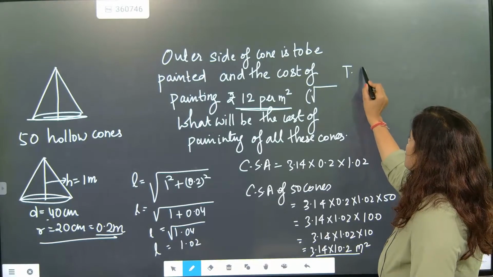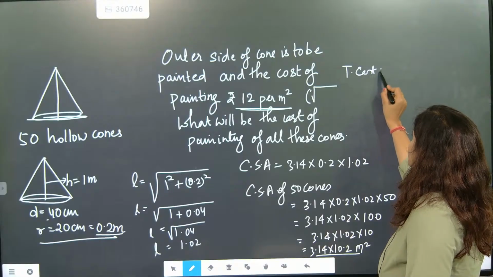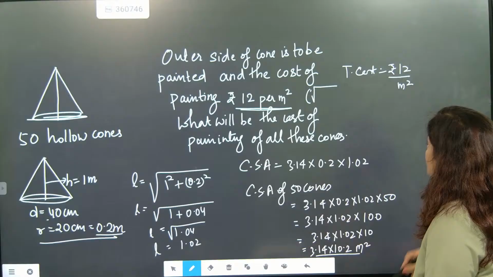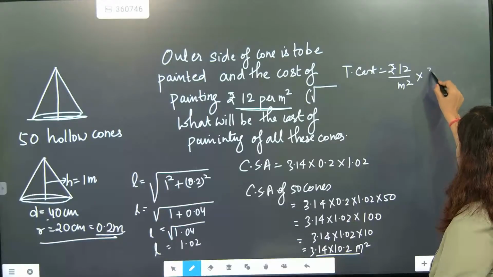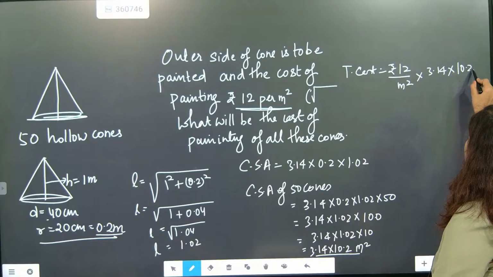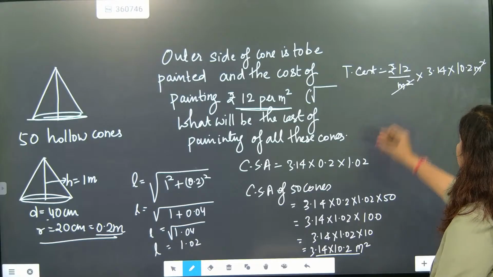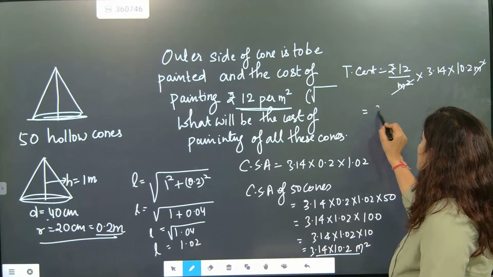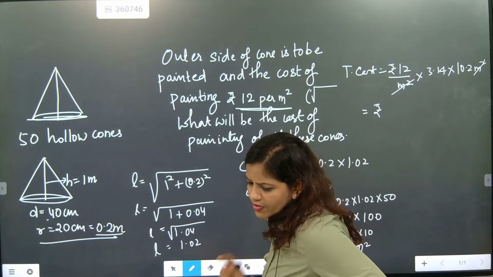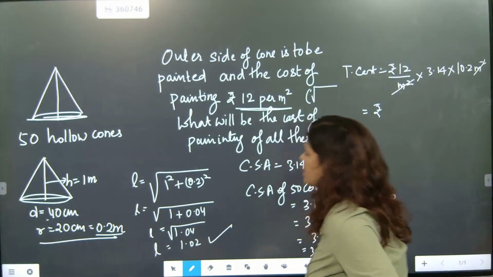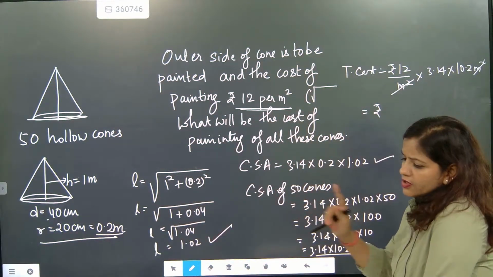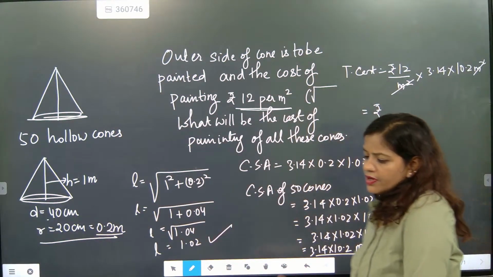So total cost will come rupees 12 per meter square. Okay beta, rupees 12 per meter square into 3.14 into 10.2 meter square. So this and this will get cancelled, beta. Now final answer will come in rupees. So what I did literally, not done big work. I first found slant height. After finding slant height, I found curved surface area of one cone. Then beta, total cone, how many cones were there?